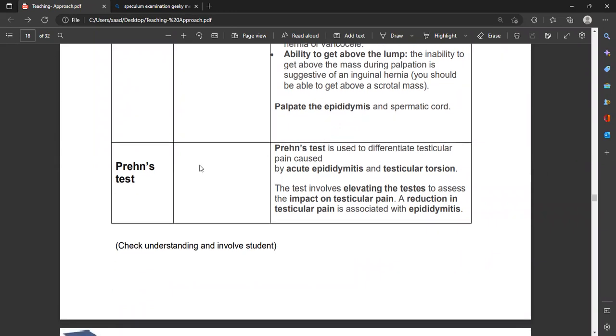If there is pain, then we perform the Brand test, a specific test that we usually do to differentiate between testicular torsion and epididymitis. If there is a reduction in the pain, then it is epididymitis, and if there is no reduction in pain, if the pain is the same, then it is testicular torsion.